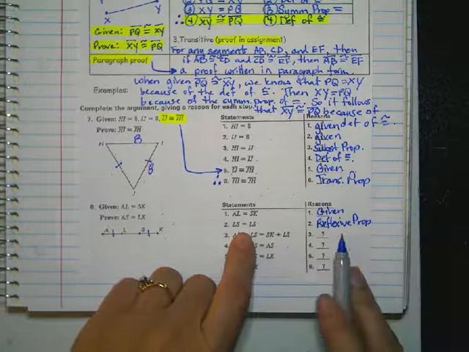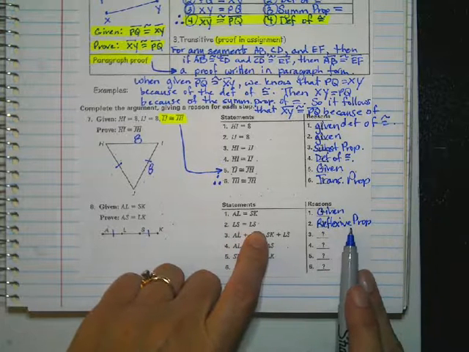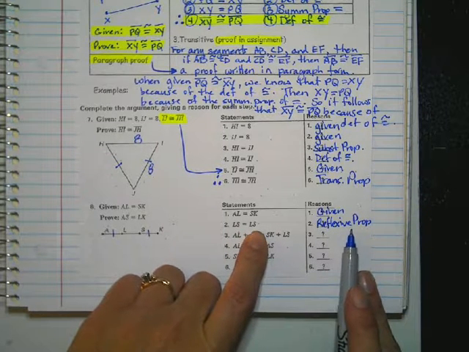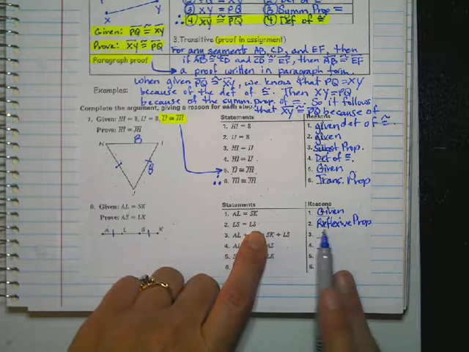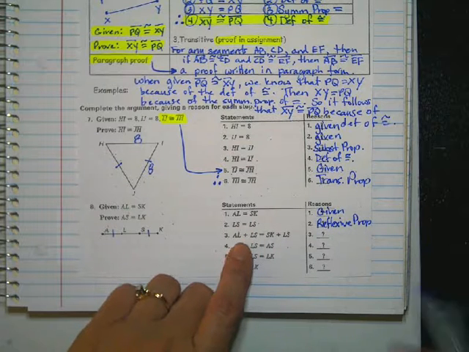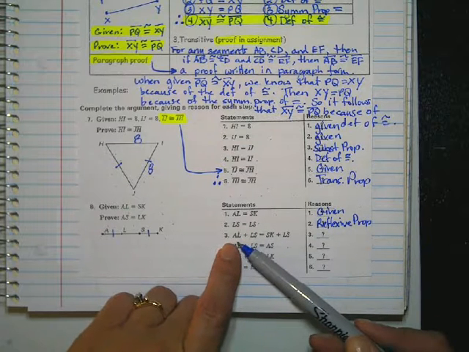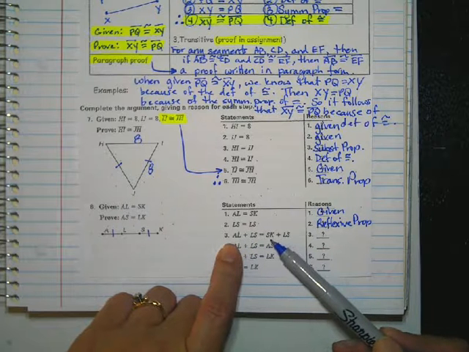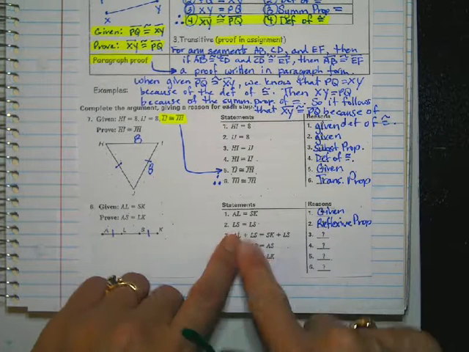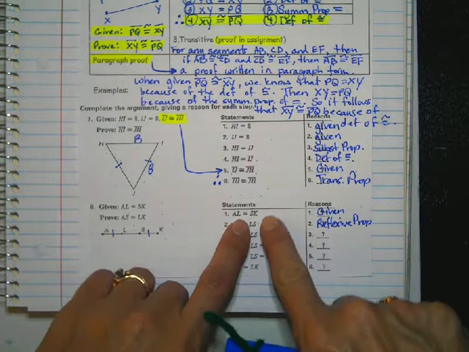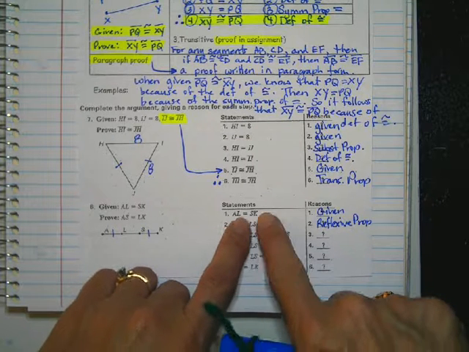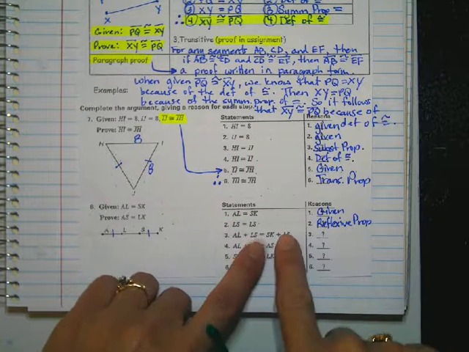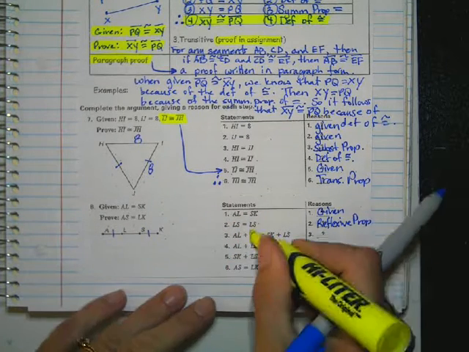Alright, the next thing it says, looks like we got AL plus LS equals SK plus LS. So it looks like we took these LS's and we just added the same thing to both sides of the equation. Alright, we've got LS and LS on both sides. So that's the addition property of equality. The addition property of equality.